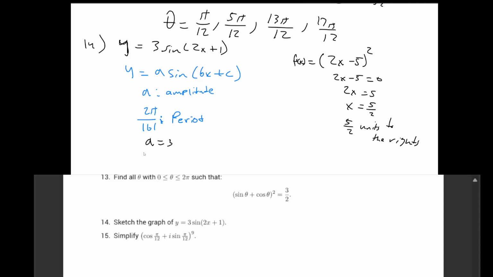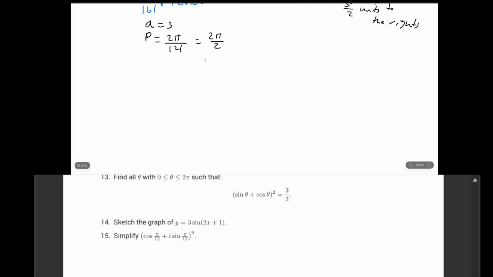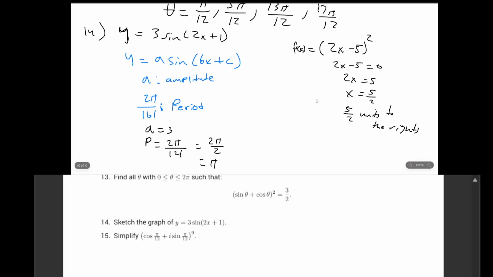Period, so that'll be p. I'm just going to write p equals 2 pi over the absolute value of b, our b here. 2 pi over the absolute value of 2 equals 2 pi over 2, which will then equal pi. And of course, we want to actually make our bx minus c, 2x plus 1 equals 0, 2x equals negative 1, x equals negative 1 half. We're going to start from here.